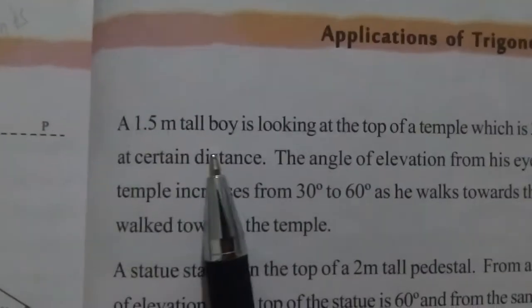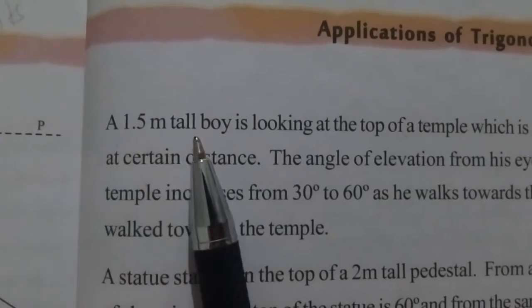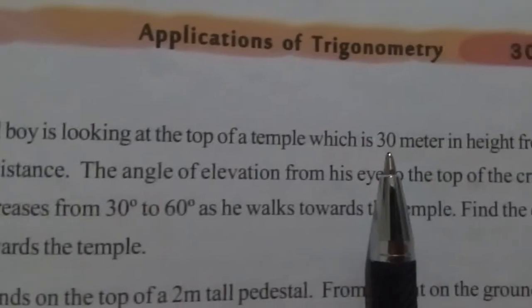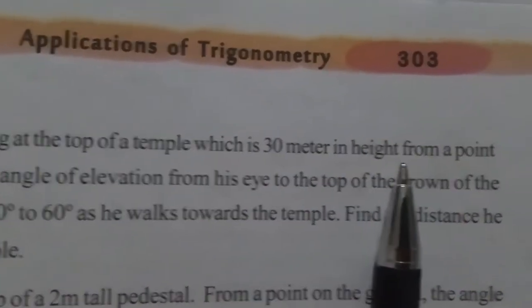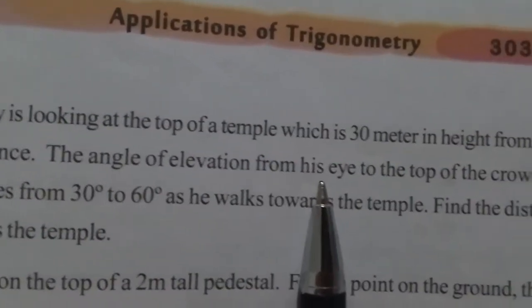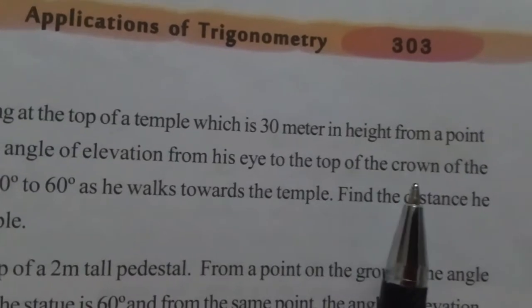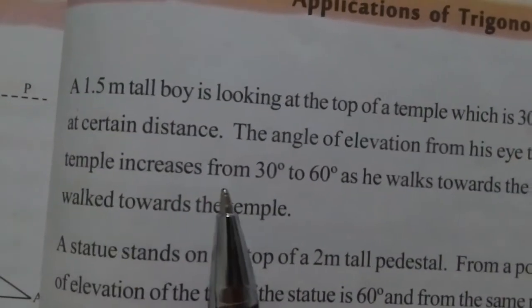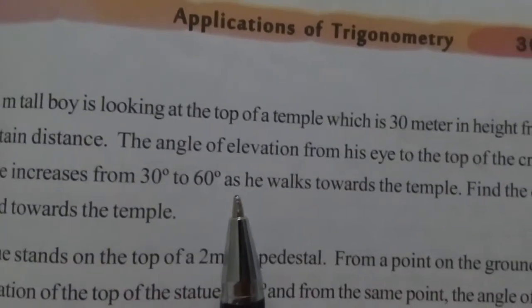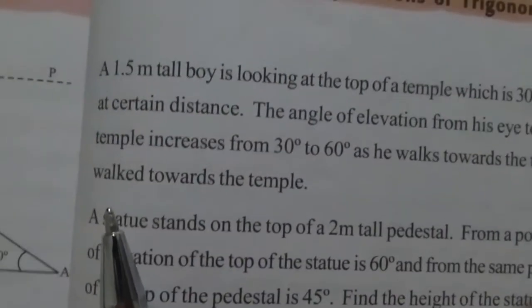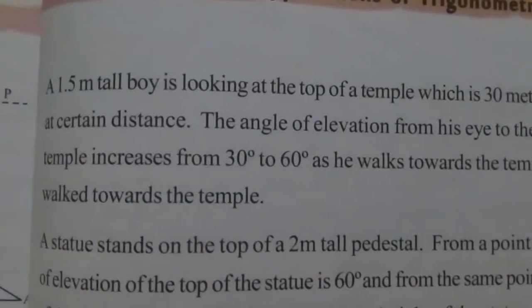Second problem. A 1.5 meter tall boy is looking at the top of a temple which is 30 meters in height from a point a certain distance. The angle of elevation from his eye to the top of the crown of the temple increases from 30 degrees to 60 degrees as he walks towards the temple. Find the distance he walked towards the temple.